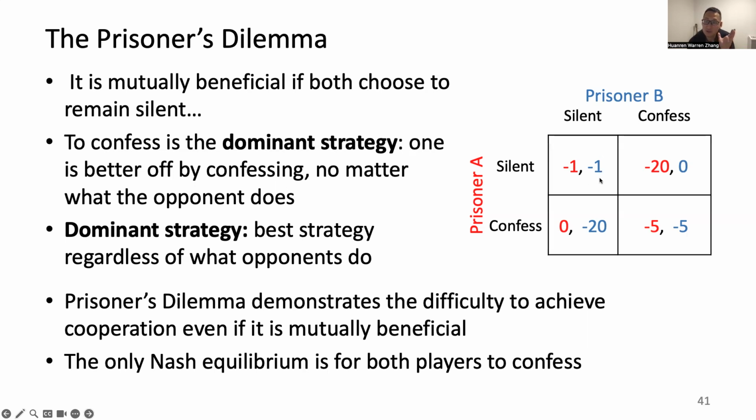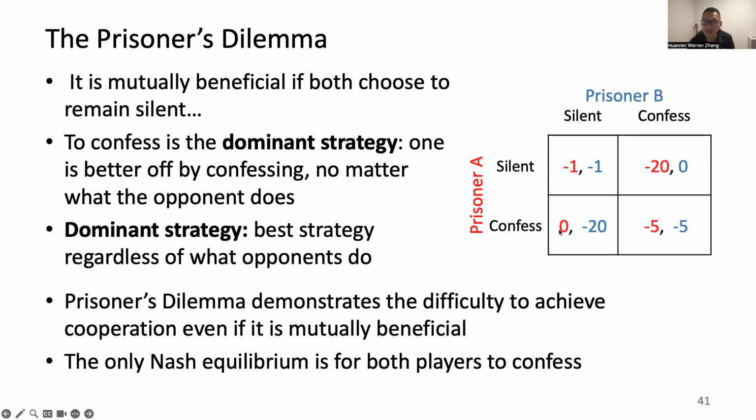But what are you likely to do if you are one of the prisoners? Let's assume that each of us is prisoner A, and we are trying to play this game against prisoner B. So let's think. If prisoner B decided to be silent, and if we are silent, we need to serve in prison for 1 year. But if we confess, we are able to get free immediately. So it's very tempting for us to choose to confess, right? Because 1 year in prison, 1 year of freedom is gone.